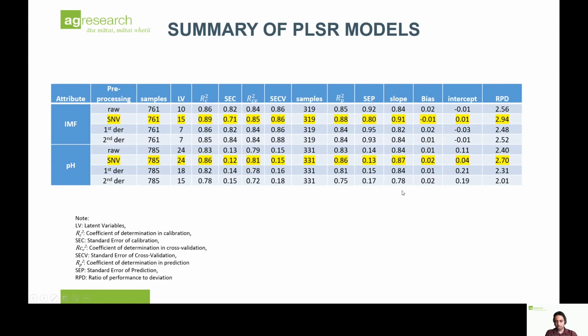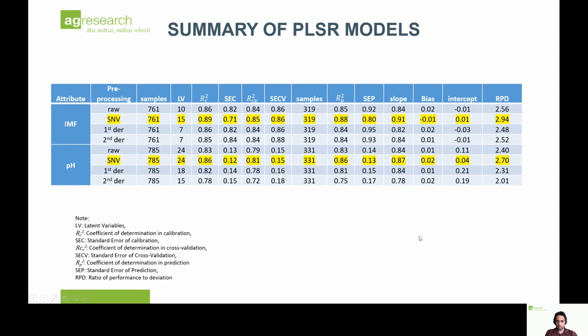If you look at the prediction performance of the model, high R squared values were obtained for prediction as well, 0.88 and 0.86 for IMF and pH, and low standard errors of prediction. If you look at the slope and intercept, the slope is nearing 1 and the intercept is nearing 0, so it's following the linear equation. Also, there was negligible bias and high RPD as well.